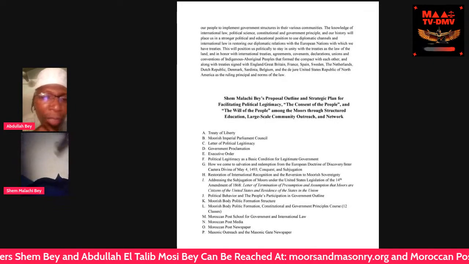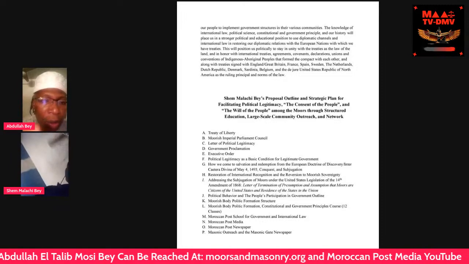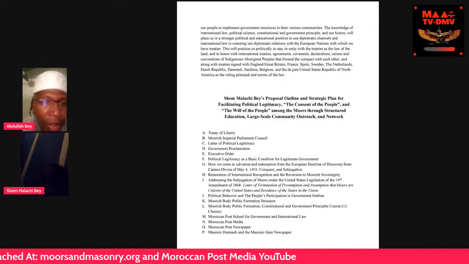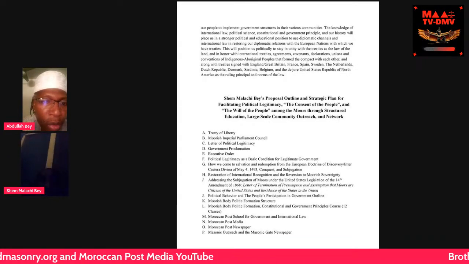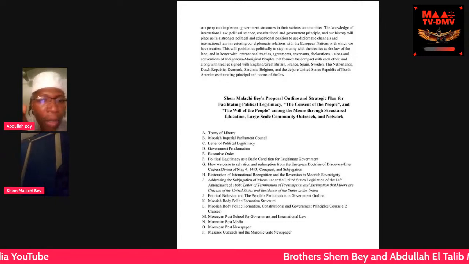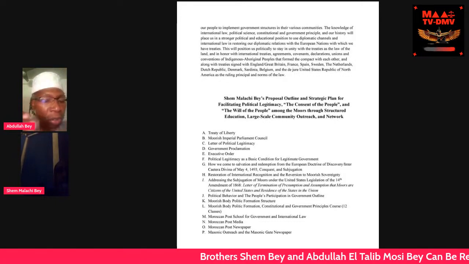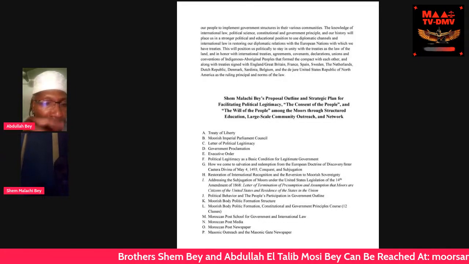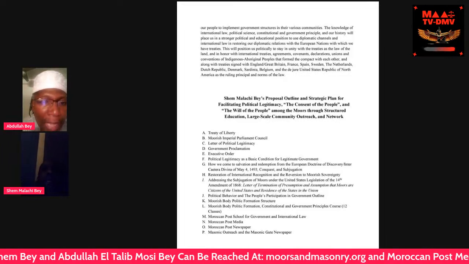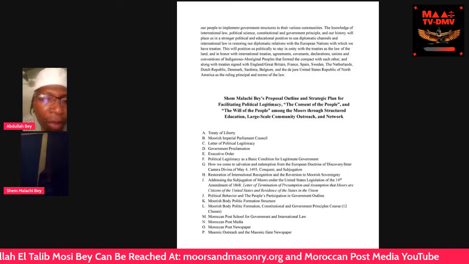That's in Chapter 8. So the Treaty of Liberty, and we read the outline for that. I read the outline for that. The Moorish Imperial Parliament Council, I read the outline for that. The letter of political legitimacy, the outline for that is in this chapter. Government proclamation, the outline for that. These are summaries.